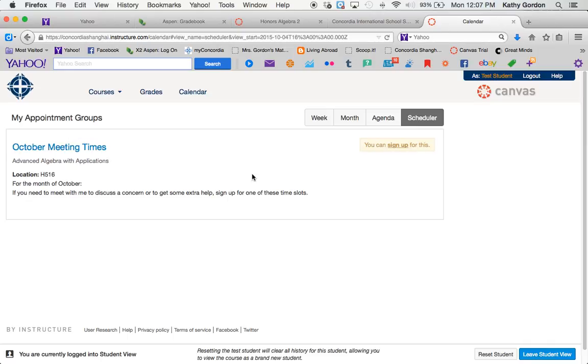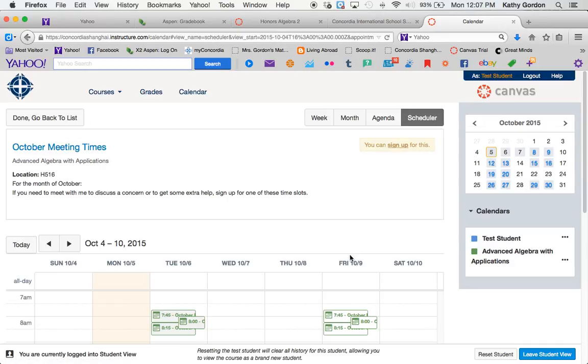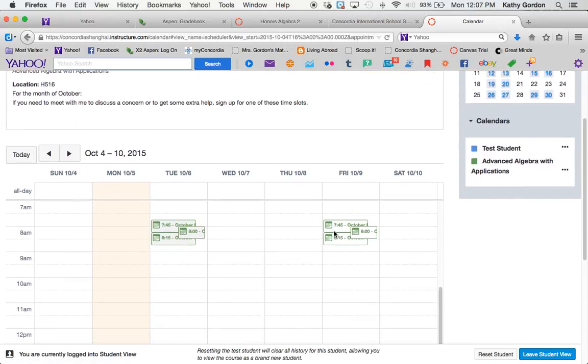So I've just set it up for the month of October for the moment. My goal is that at the beginning of every month, I'll have it set up for the next month, so this will always be available to you. But off to the side here, where it's kind of an orange box, it says you can sign up for this. So if you click on that, it will show you where open times are.